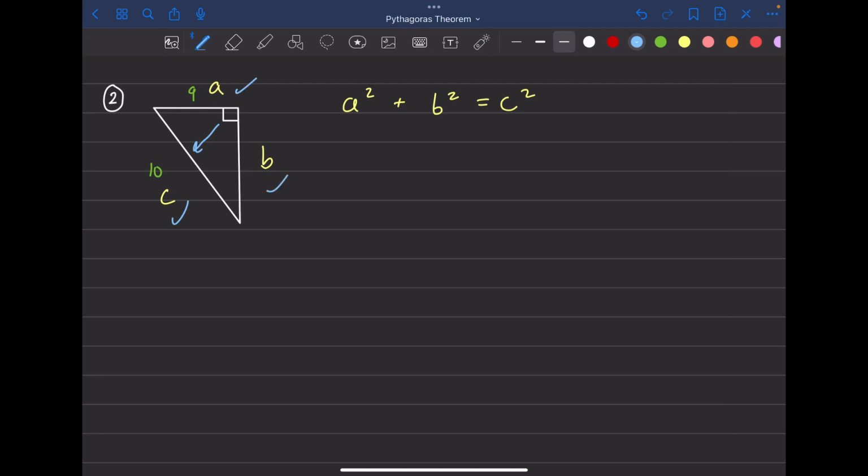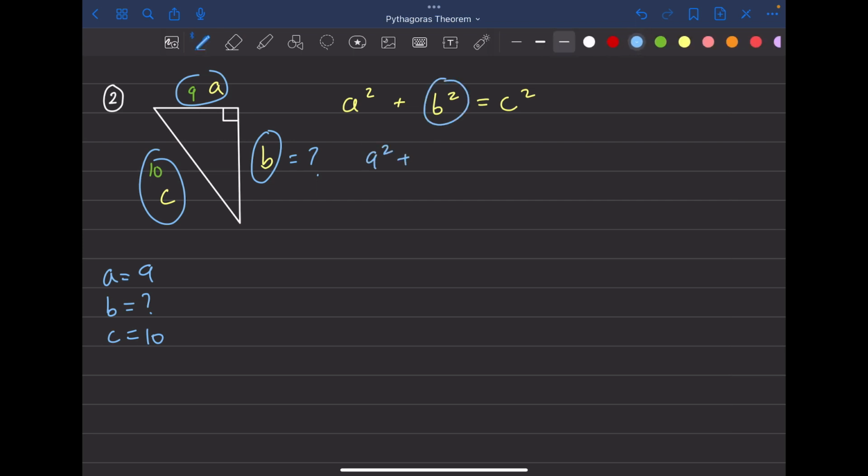Okay, now let's actually solve it. Pretty simple. In this question, we are trying to find B because that's missing, but then we have A and we have C. So I'm going to write it here. A is equal to 9, B is equal to question mark, and then C is equal to 10. Let's actually plug these in. So A is equal to 9, I'm going to put that here, so 9 squared. B is unknown, so we're going to leave it as B squared, and then C is equal to 10, so 10 squared.